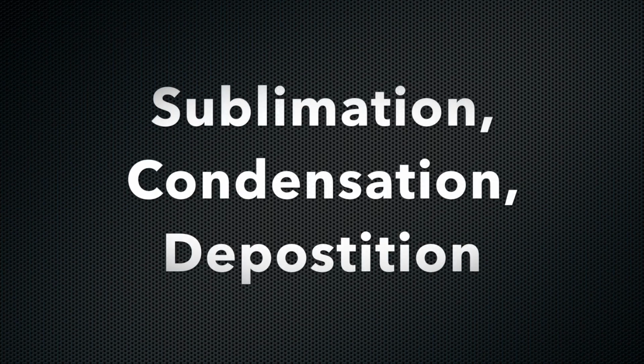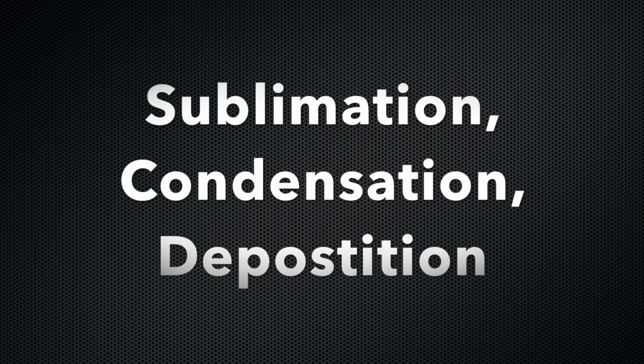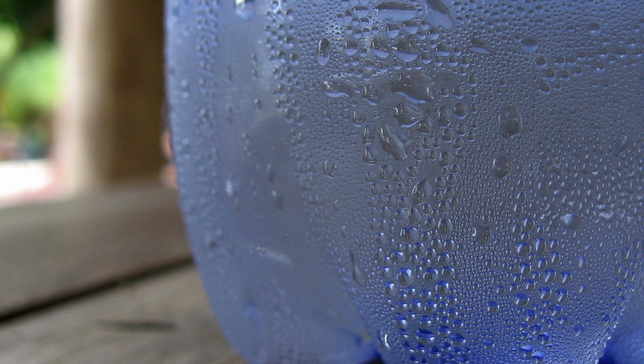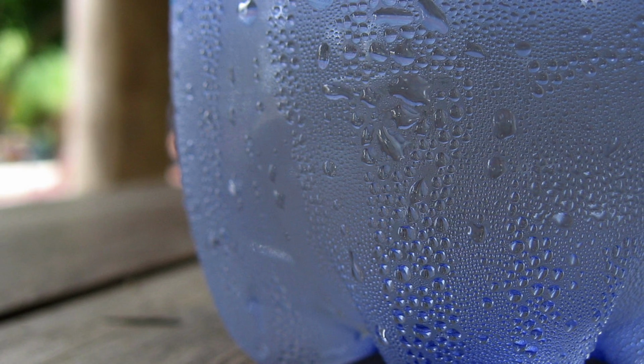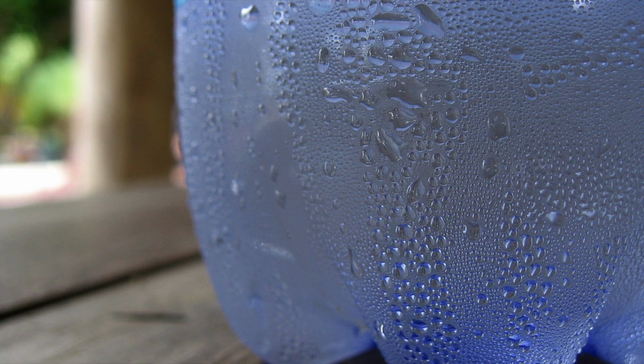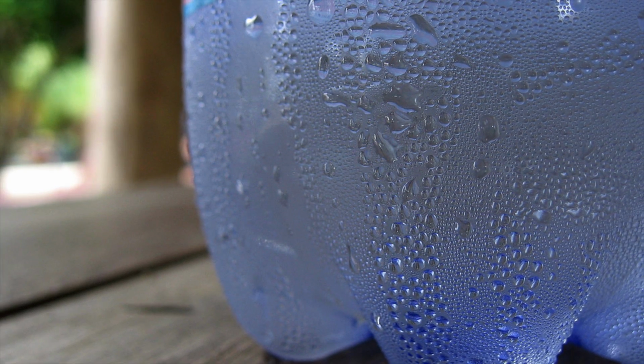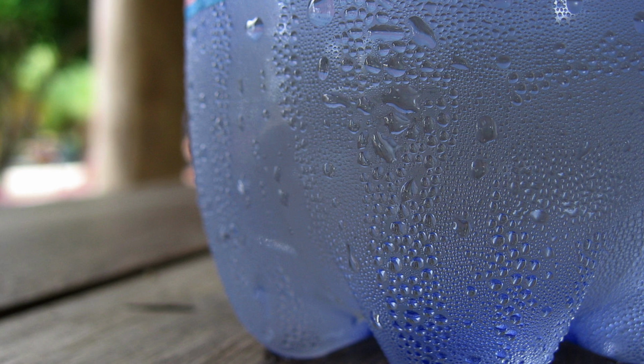Okay, so the phases that we didn't cover are sublimation, condensation, and deposition. Okay, sublimation. Sublimation is when it goes from a solid straight to a gas. It literally skips over the liquid phase, and this is because of all the energy that is in the ice. The second phase that we didn't cover is condensation. This is when there's a phase change from a gas to a liquid. This is because the gas is losing thermal energy and then it changes into a liquid.